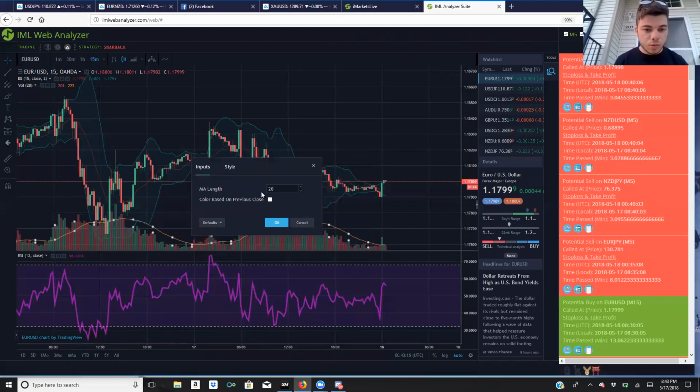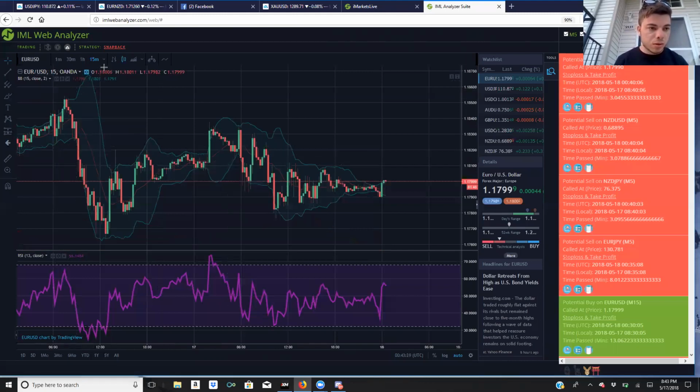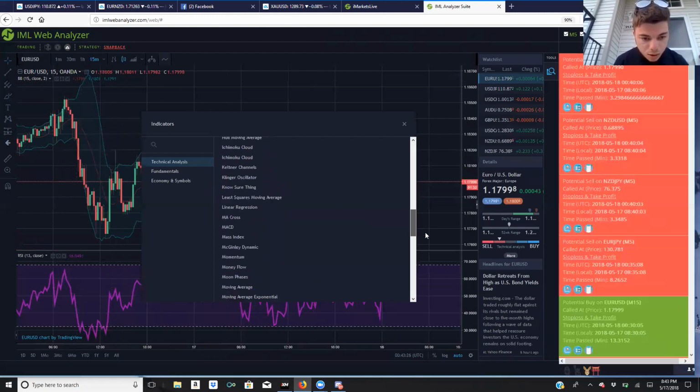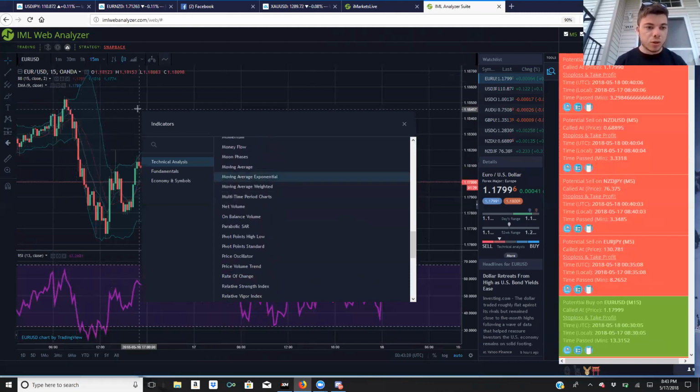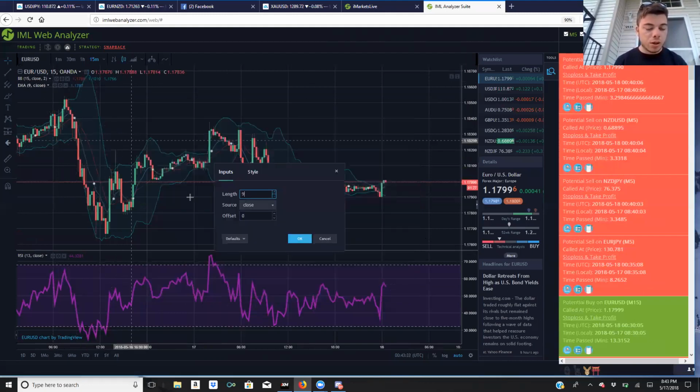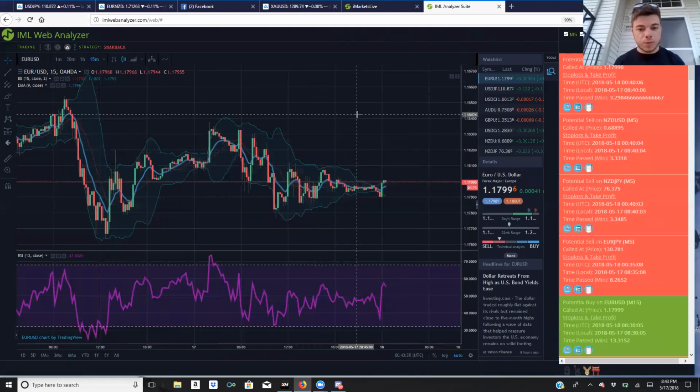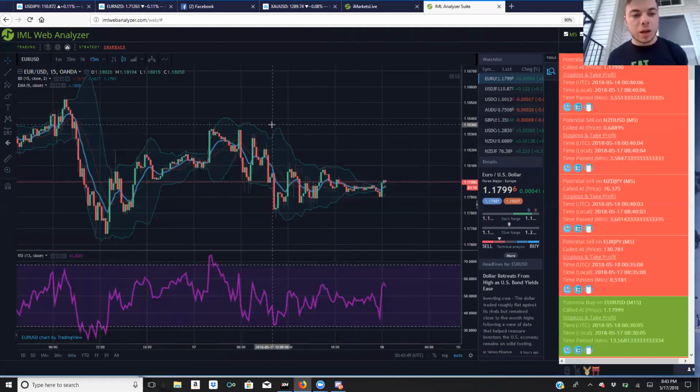Volume. We don't even need this. We need the other thing though. I like to use moving average exponential. It's already on 9, so you don't gotta worry about that, but I do like to darken it so that way you can actually see it. Make sure you know where the market's actually going to move.